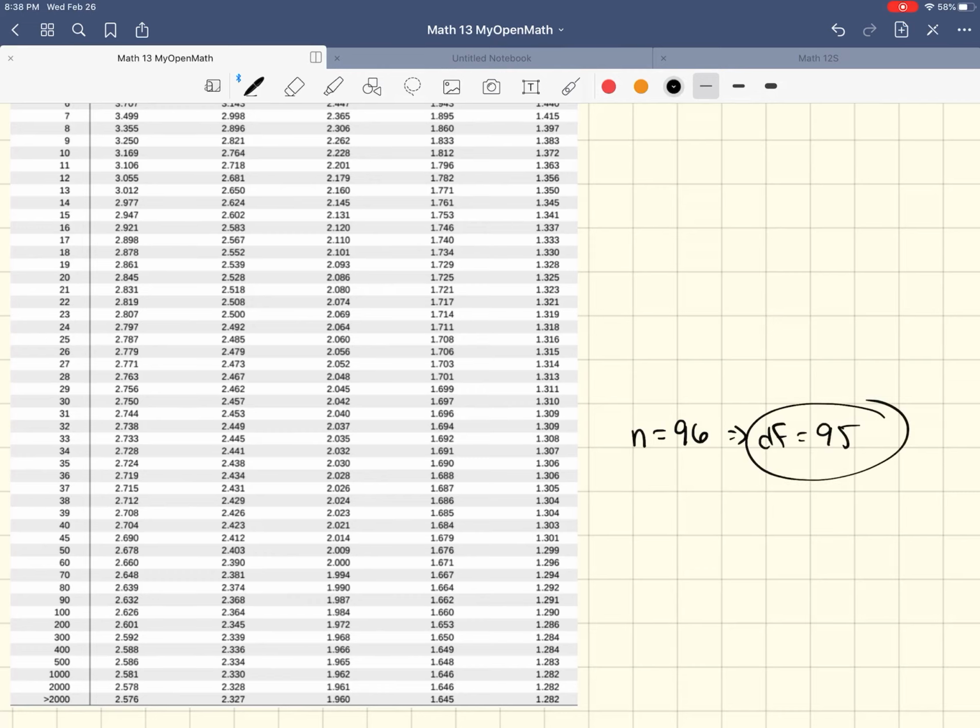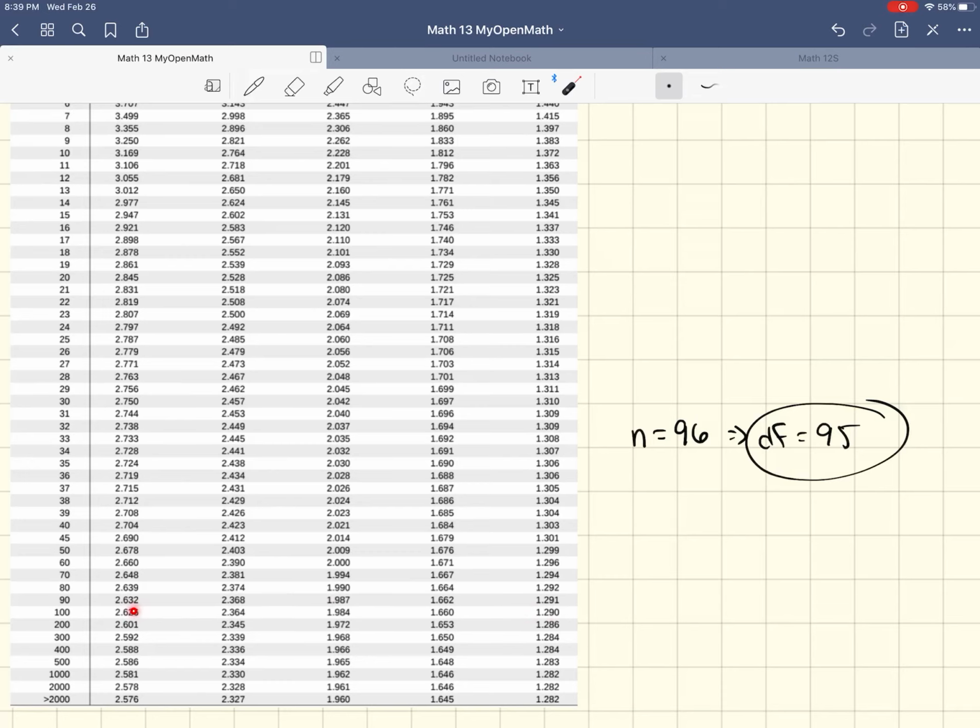That means that our degrees of freedom is 96 minus 1, which is 95. Well, we don't have 95 degrees of freedom listed. Degrees of freedom are all over here. So it's somewhere between 90 and 100. If you notice, these t-values are not very far apart: 2.632 and 2.626, they're pretty close to each other. So we're going to do some estimating.